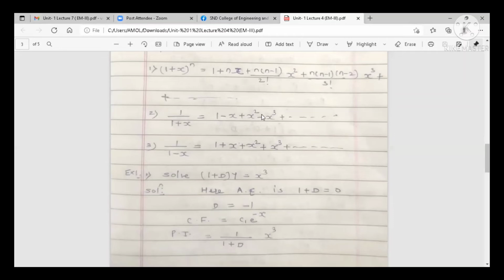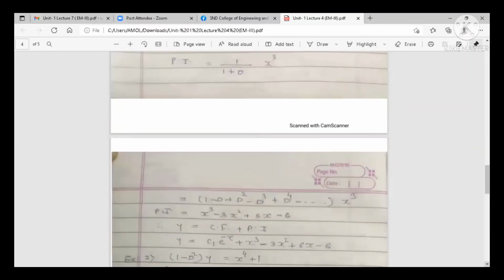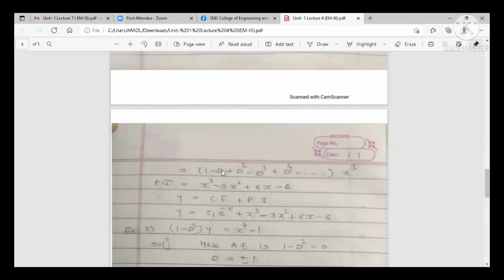So phi of D, 1 plus D, is in the form 1 plus x. So you can use the series of 1 upon 1 plus x here, and you just replace the term x in this series by D. You have to write only D here in this series because your term is 1 plus D. And so the series for D is 1 minus D plus D square minus D cube and so on. And your function is x cube here, f of x.